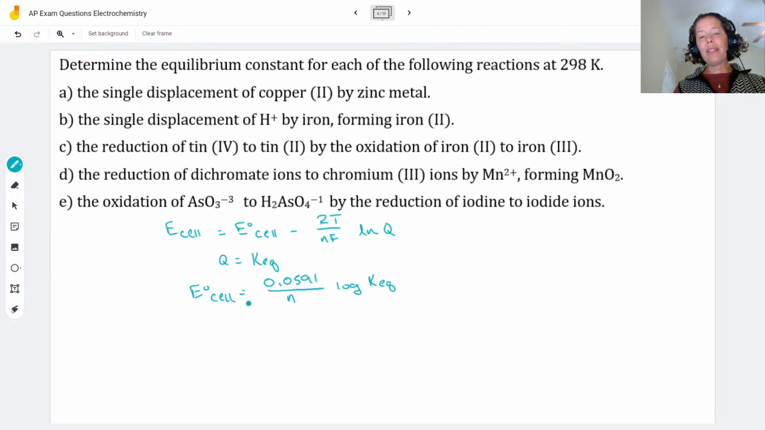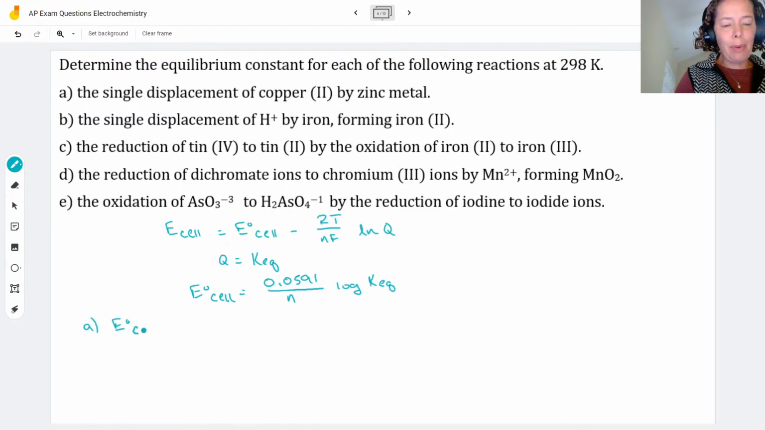Okay, so this equation is true when Q equals K, when you're at standard conditions, which we are. And this constant up here is basically the RT over F, converted into log. So again, this is probably an equation that you are recognizing. So we're going to use this one to calculate our KEQ for all of these equations. So this calculation is actually going to be a little bit easier than the calculations that we previously did. So let's go ahead and start problem A.